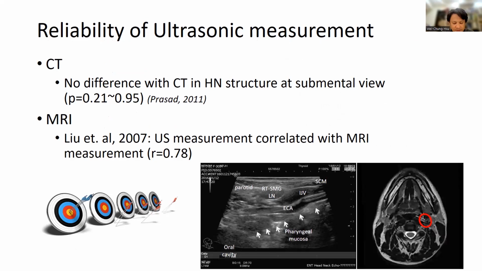Regarding the reliability of ultrasound measurement in upper airway structures compared with other traditional imaging devices, here comes the challenging question: whether the upper airway structures measured by ultrasonography are reliable and comparable with CT or MRI. From these two studies and others, it seems that there was no significant difference between ultrasound measurement and either CT or MRI in head and neck structures and the airway, with fair correlation to each other.